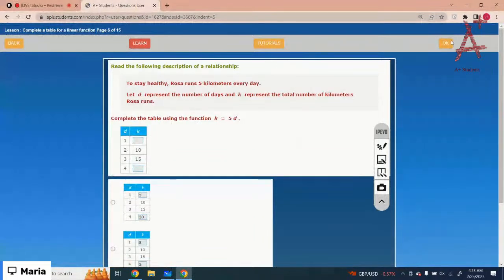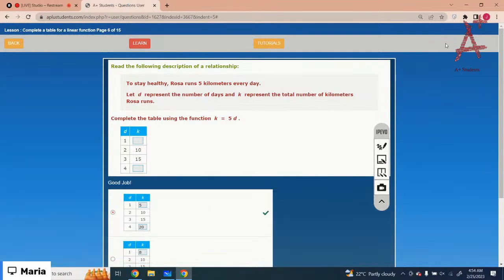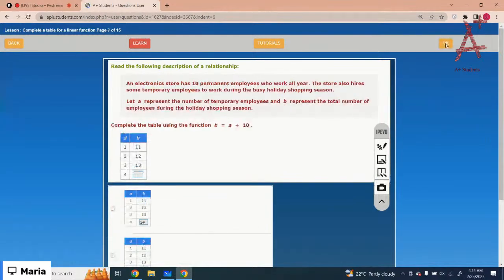So to stay healthy, Rosa runs 5 kilometers every day. Let D represent the number of days and K represent the total number of kilometers Rosa runs. So K equals 5D. You have to calculate the missing values for D equals 1 and D equals 4. Just replace the D with 1. So it would be 5 times 1 is 5. And when D is replaced with 4, 5 times 4 is 20. So option number 1 is the correct option.